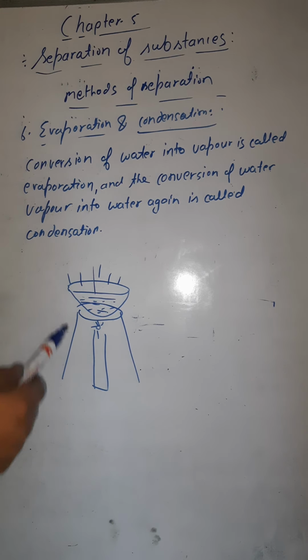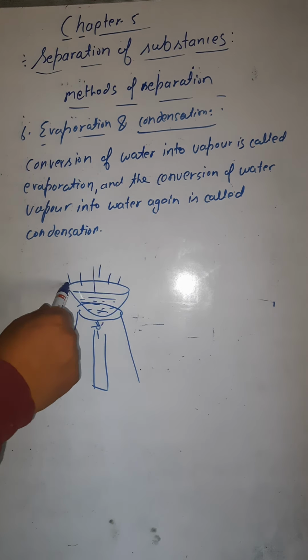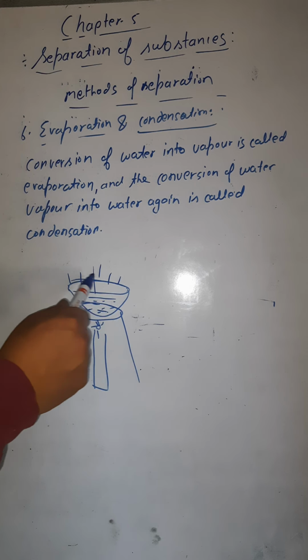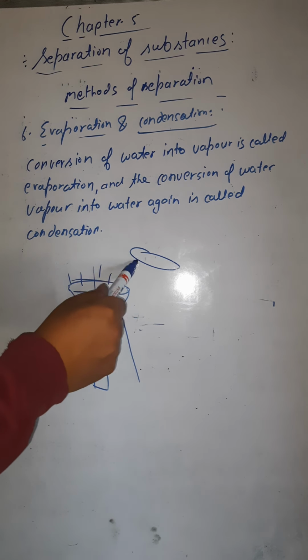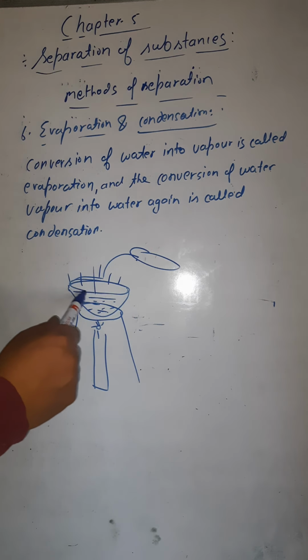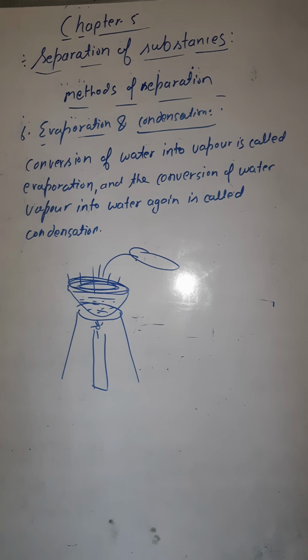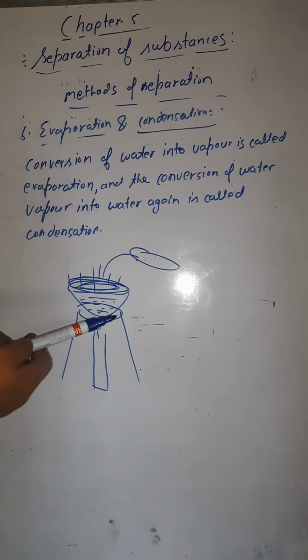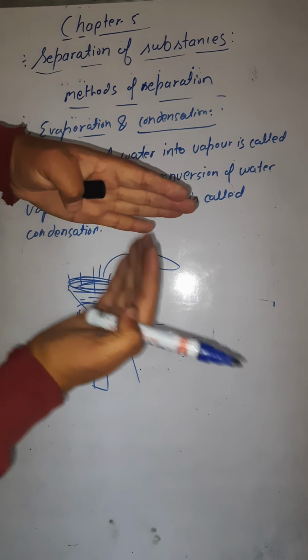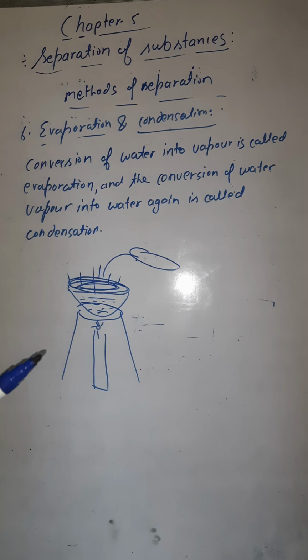Now you take a plate and put it over the pot. Now what do you see? You would see some water droplets on the plate. So how has this happened?